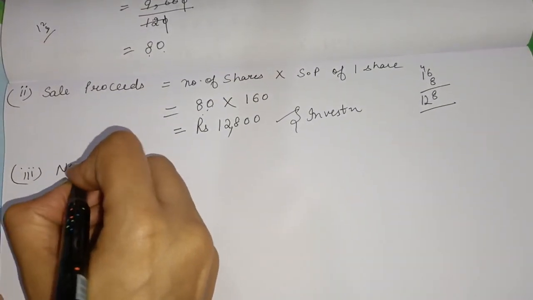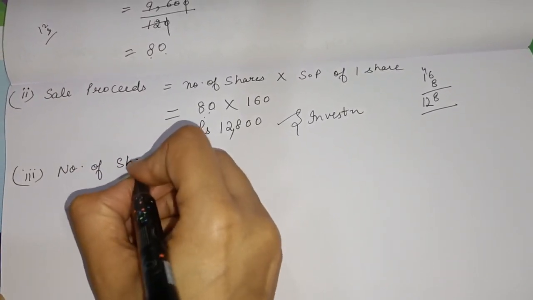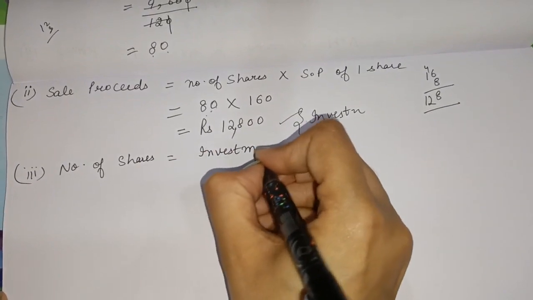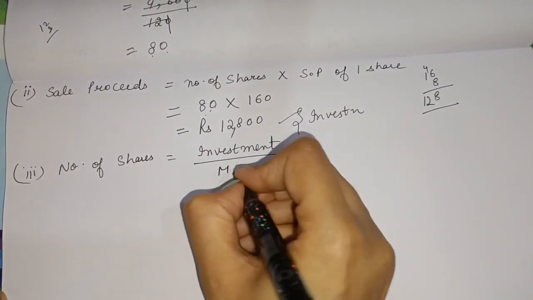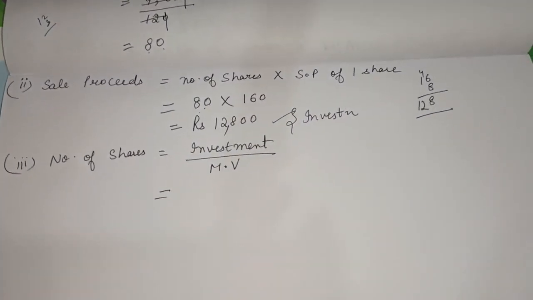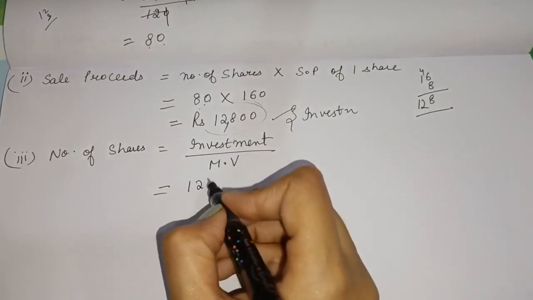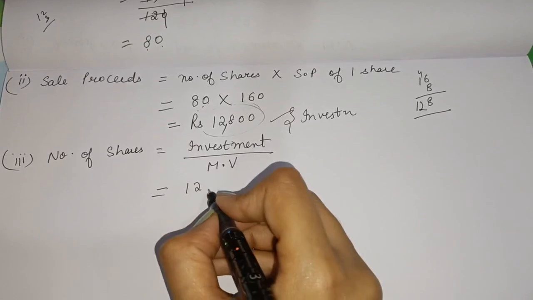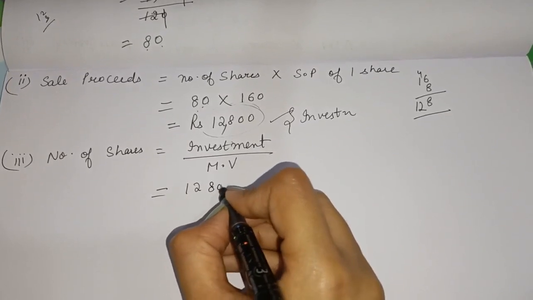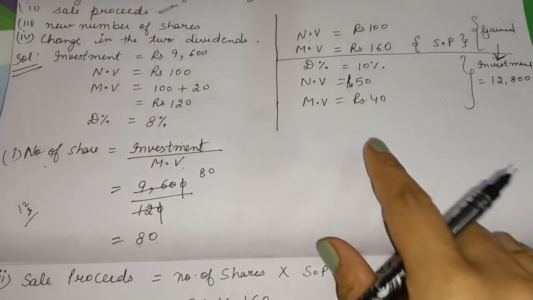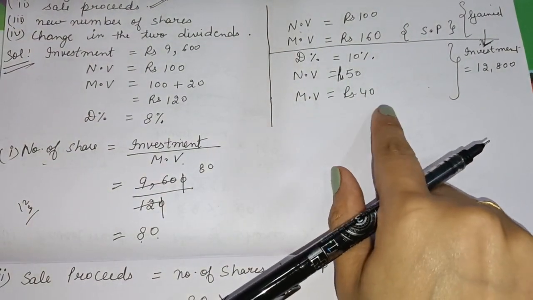So number of shares formula we can use. Number of shares is equals to investment upon market value. So what is the investment now? Just now I have told you the investment is this. Sale proceeds is the investment now. So 12,800 is the investment, and at which market price he has done investment? When the market price is rupees 40.